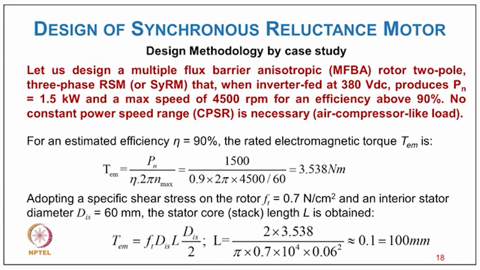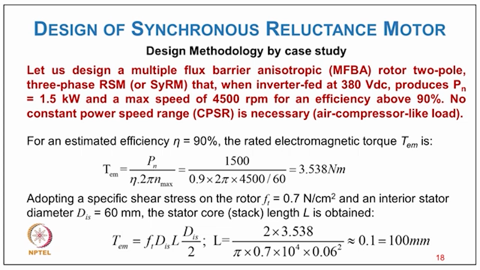So now coming to the design methodology by case history, let us design a MFBA rotor 2-pole 3-phase reluctance synchronous motor that, when inverter fed at 380 volt DC, produces PN equal to 1.5 kilowatt and a maximum speed of 4500 RPM for an efficiency above 90%. So no constant power speed range. A CPSR ratio is necessary typically for an air compressor kind of load.